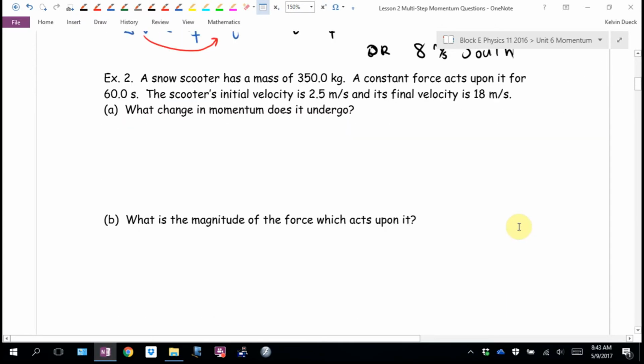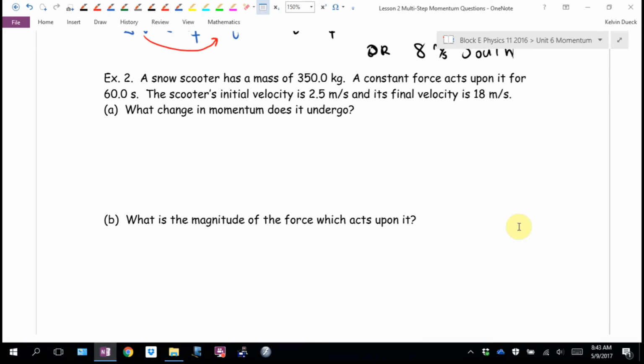A snow scooter has a mass of 350 kilograms. A constant force acts on it for 60 seconds. The snow scooter's initial velocity is 2.5 meters per second, and its final velocity is 18 meters per second. The fact that they gave me an initial and a final velocity, I'm already thinking, Sydney, I'm leaning towards a certain way if they start talking about impulse. I don't think I'm going to be going force times change in time. Did they give me a force? No. They did give me a time.